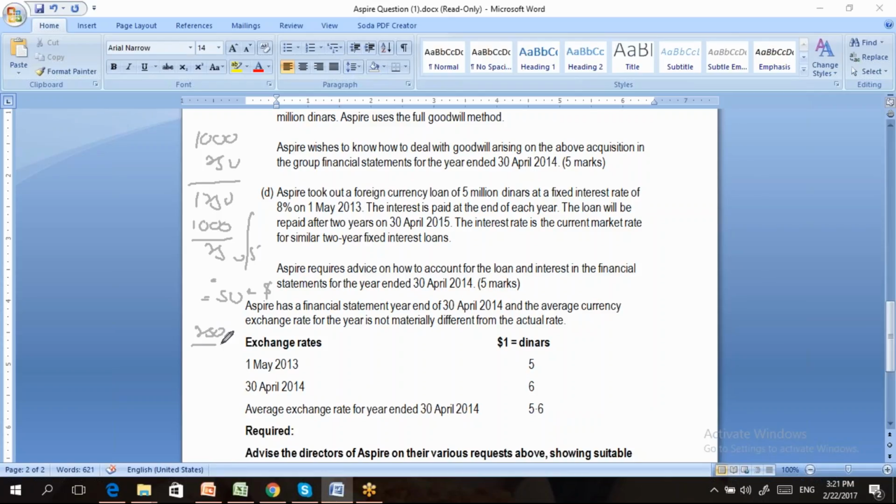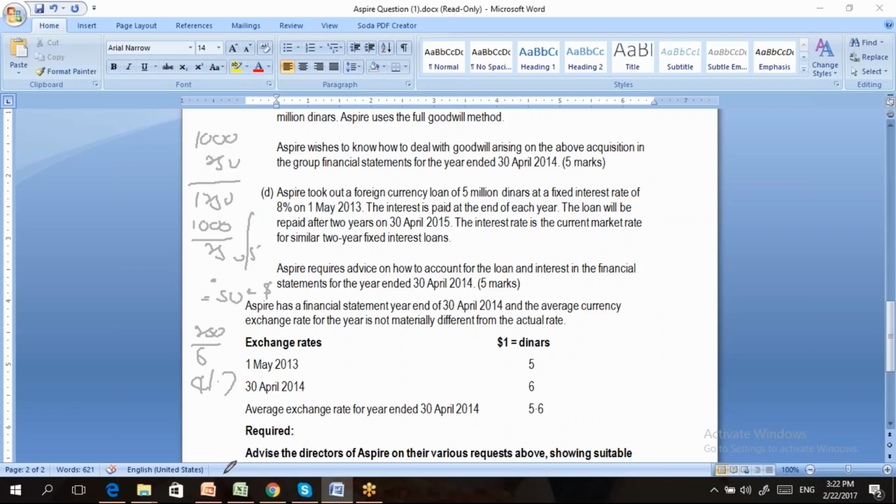The same goodwill, we will divide it by 6. That's 41.7 something, 250 divided by 6. So that's the goodwill when we convert it. 41.7 is the goodwill that we are converting. The difference that we have, we don't show it as a loss, because it's a translation adjustment, and we put it to equity.